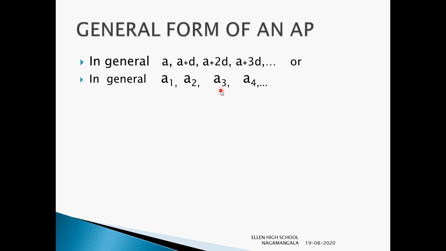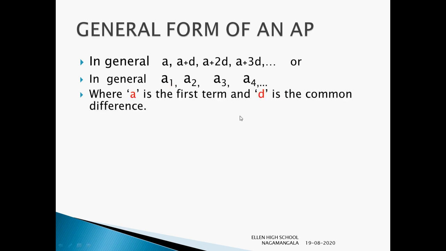See here, the third term. We get the third term by a plus 2d, that means the first term plus 2 times the common difference. Similarly, a4 is equal to a plus 3d. These two are one and the same. In general form, a plus d, a plus 2d, a plus 3d is the same as a1, a2, a3, a4, where a is the first term and d is the common difference.